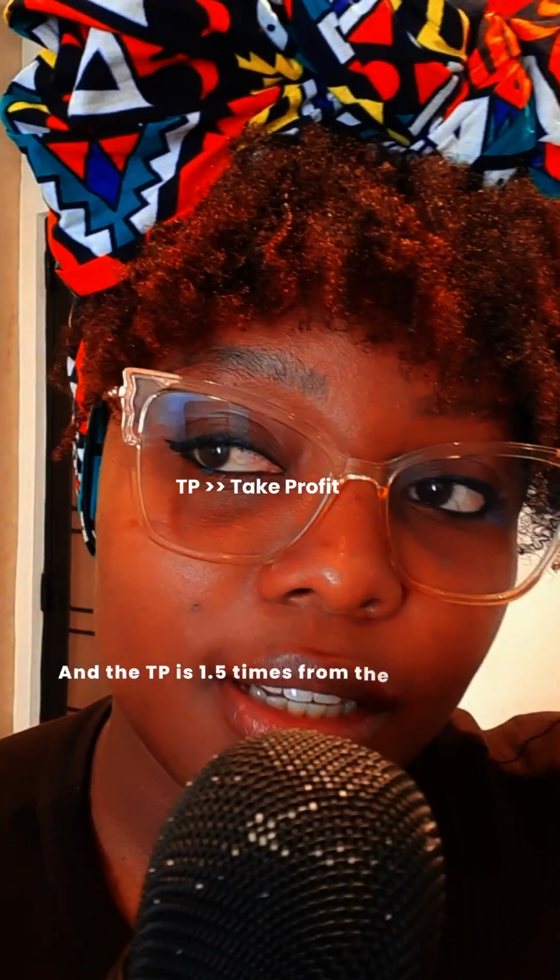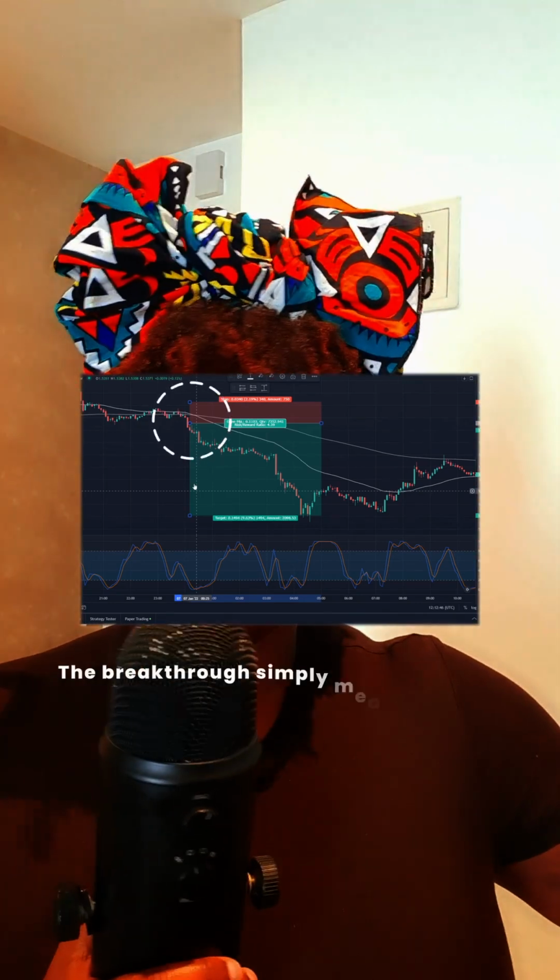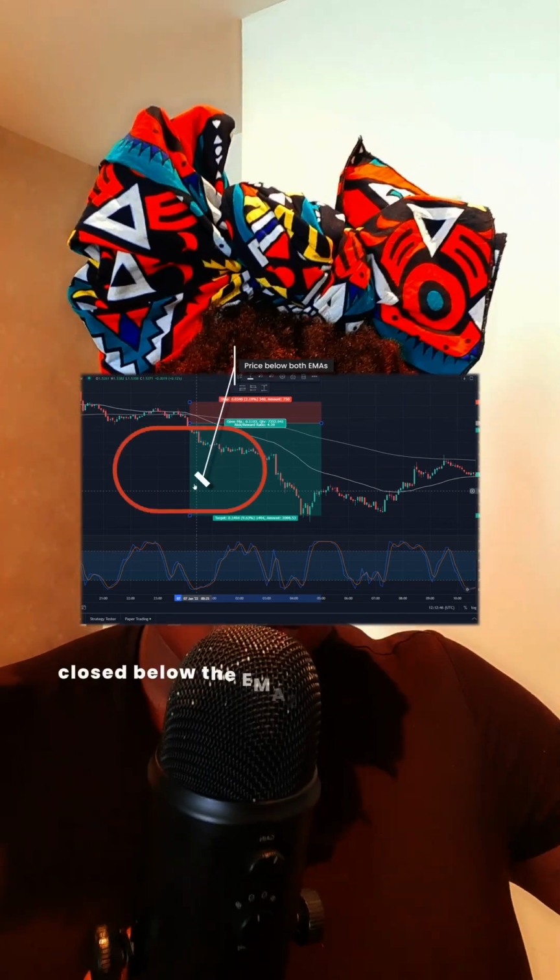And the TP is 1.5 times from the entry. Entry price is the third candle after the breakthrough. So a breakthrough simply means we closed below the EMA 200 and EMA 50. He also mentions that we should not trade when the price is between the EMA 50 and EMA 200.